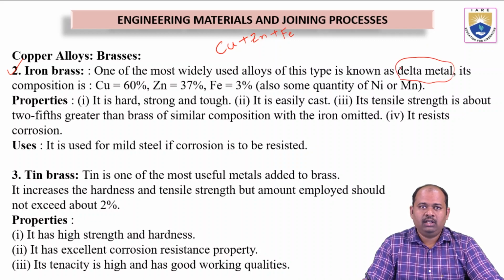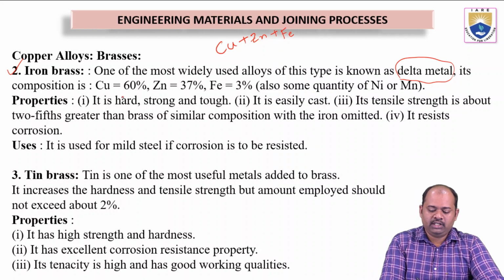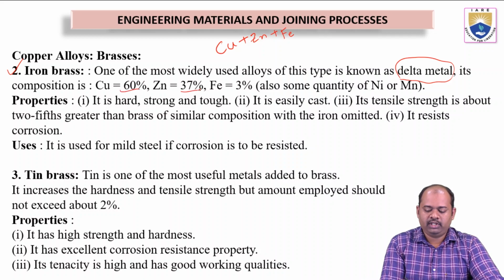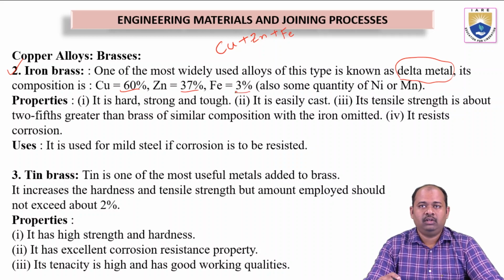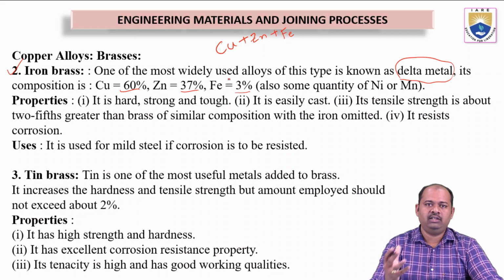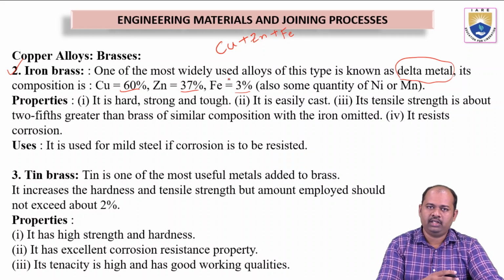Because we are going to see its composition is about 60% of copper, 37% of zinc, and 3% of iron. Also, small quantities of nickel and manganese are present in this. So mostly we are adding iron. So this is an iron based copper alloy.